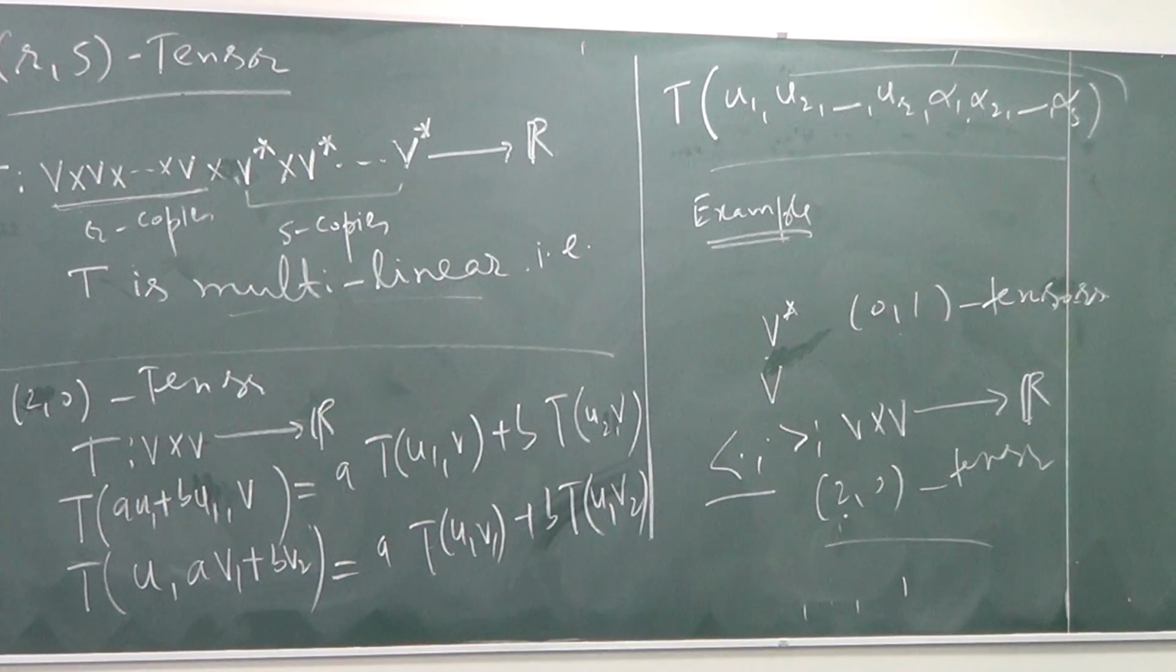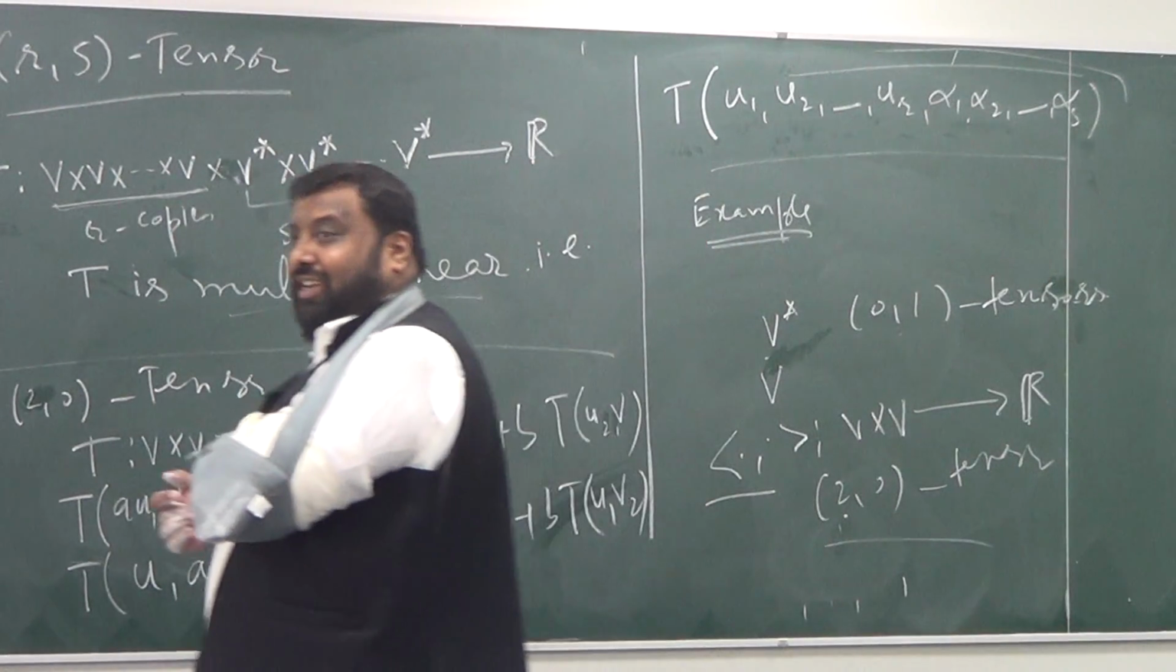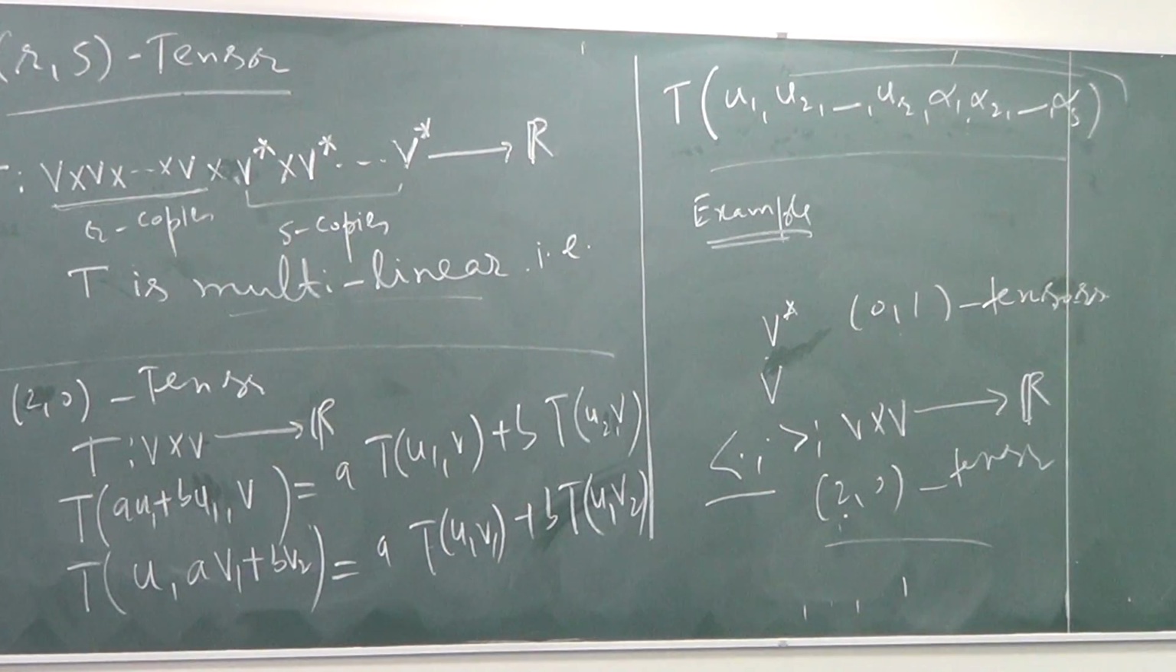Norm. Norm is non-linear. It's not linear. It's sublinear. You have triangle inequality. Metric, we can look at it. Metric is also not linear. Triangle inequality. Something else. Okay.